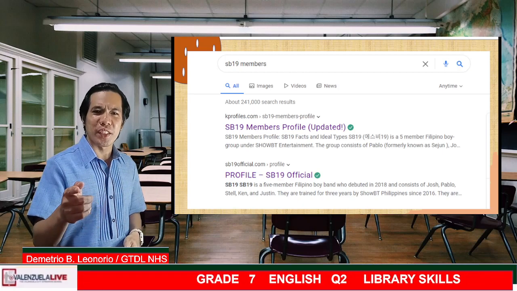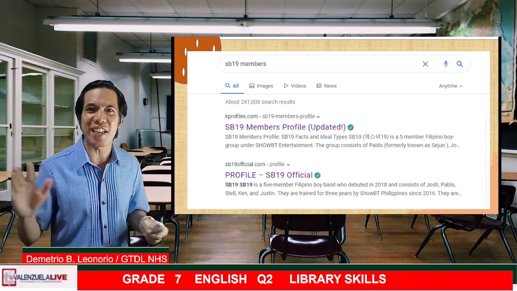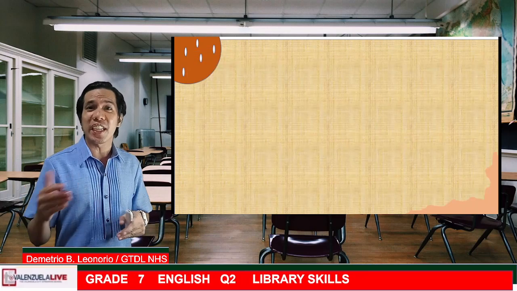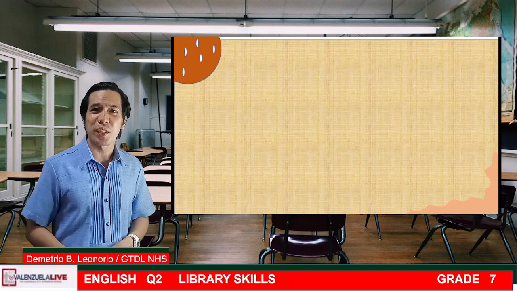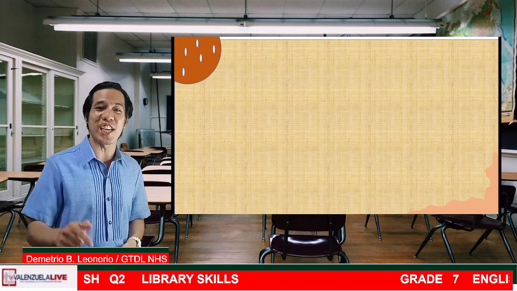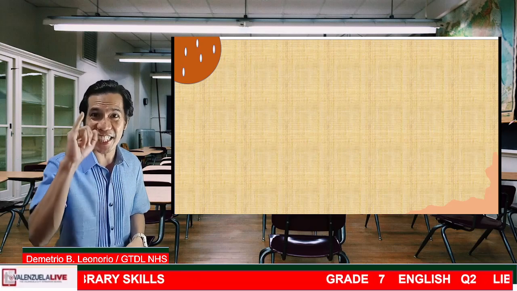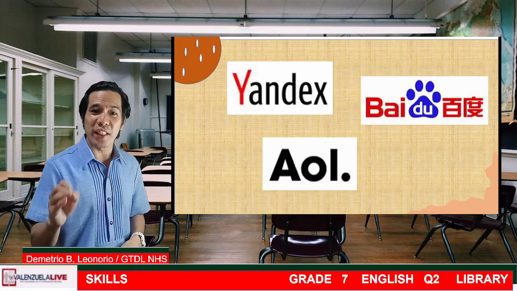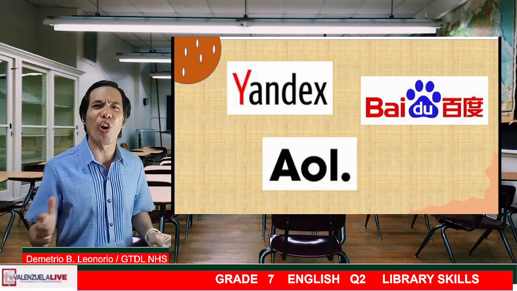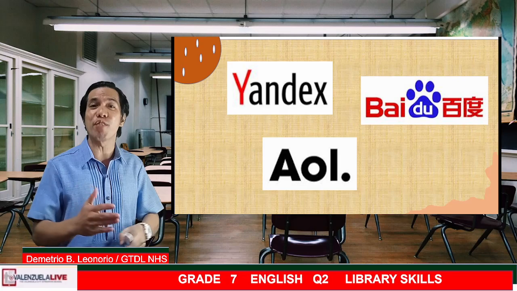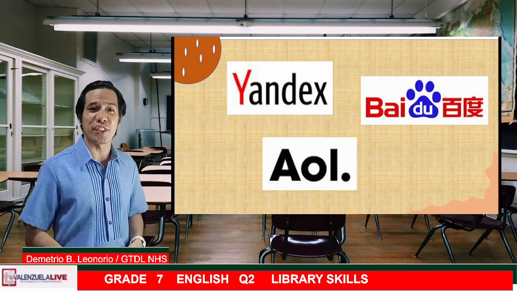And if you are going to think about it, it's amazing how we can easily get information on the internet using search engines, right? And do you know that there are more search engines available aside from those that we've talked about earlier? Yandex, AOL, Baidu, to name a few. Indeed, technological advancement has made the information we needed available at our fingertips.